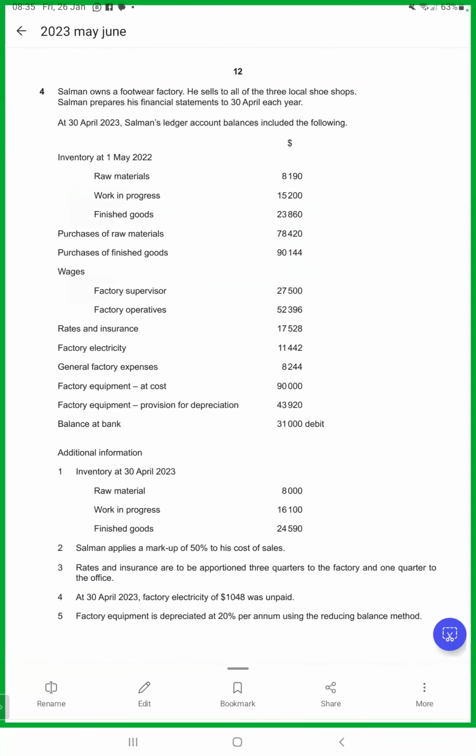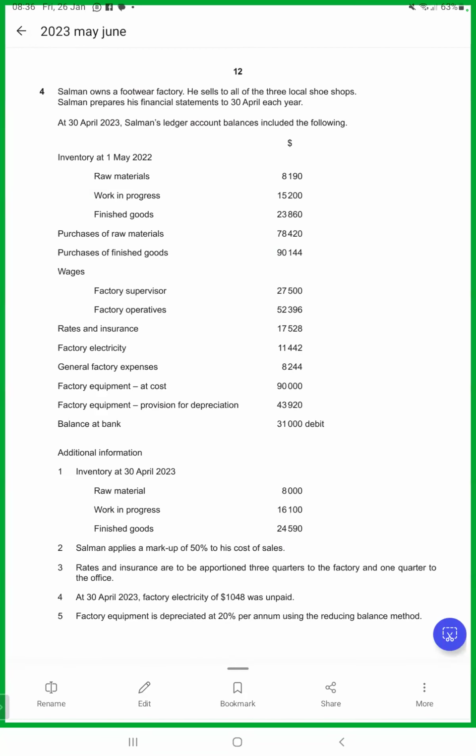Okay. So question number 4 reads, he owns a footwear factory. He sells to all of the 3 local shoe shops. So he prepares his financial statements for 3rd April each year. At 3rd April 2023, the ledger account balances included the following.